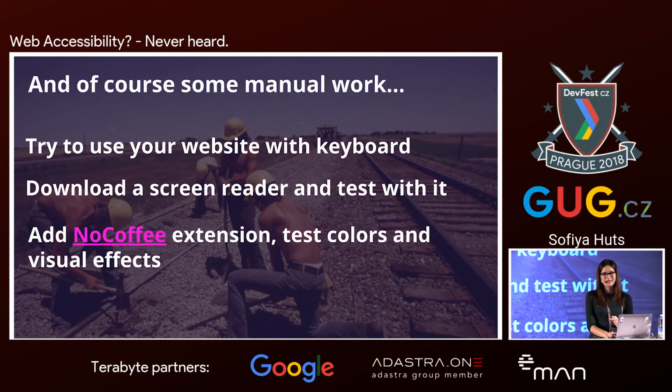And one more great extension is called NoCoffee. It lets you test different color effects and screen blur. So you can check if all focus states are visible and whether the page still has meaning for users with low vision.